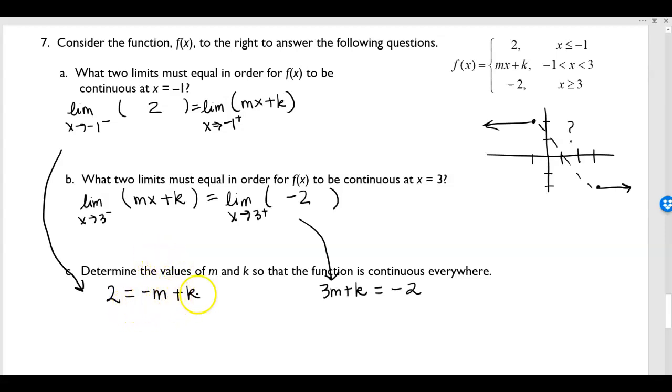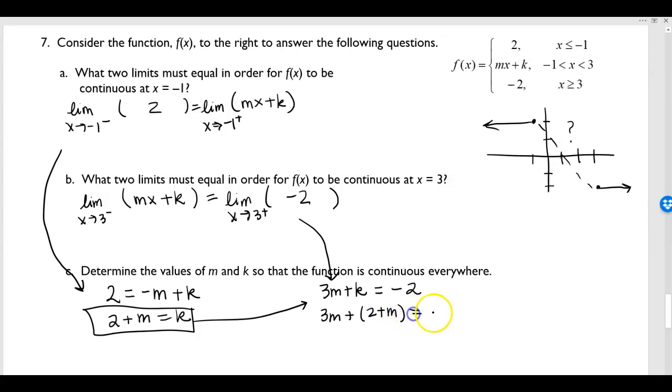So I have 2 equals -m plus k. I'm going to solve that for k. So 2 plus m is equal to k. Now I can take that, it's not my answer, I'm just boxing it to move it, and instead of k, I can substitute in the 2 plus m. So I have 3m plus 2 plus m, because I knew from my first equation that k was equal to 2 plus m. And now I have one equation with one variable, which means I can solve it. I have 4m plus 2 is equal to -2. So 4m is equal to -4. So m is equal to -1.